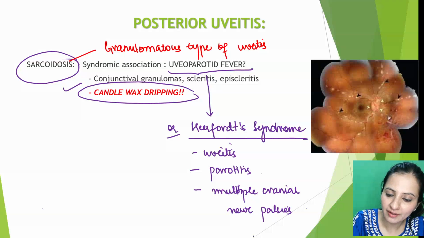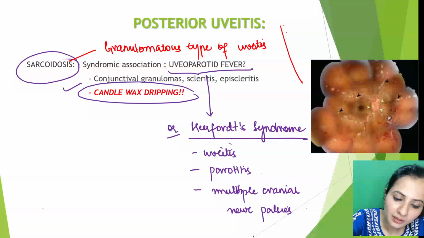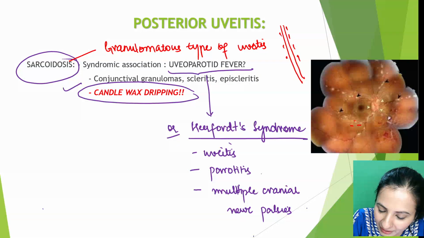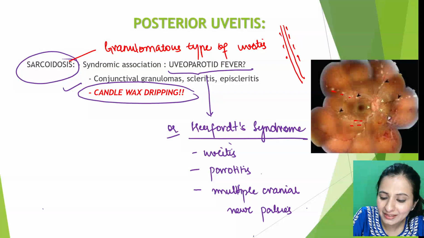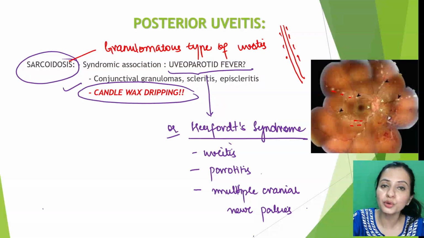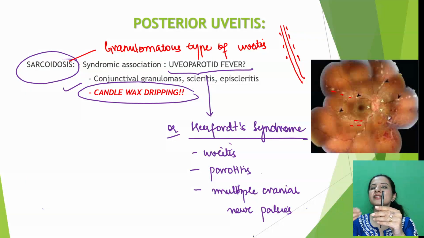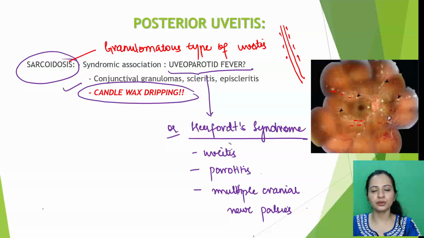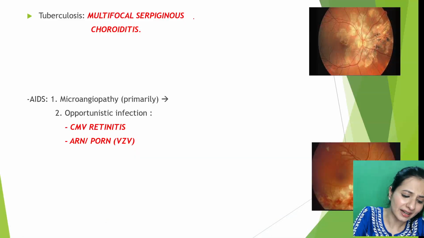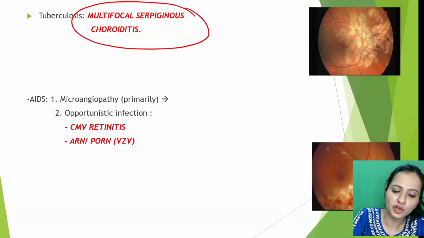Now, what is candle wax dripping? Basically, along the blood vessel, you can see infiltrates like this. If you see here, there are multiple white infiltrates along the blood vessel. So, this is what you call candle wax. Just like wax drips from a candle, the same way the infiltrates are along the blood vessel, so they are being compared to candle wax. Then is your tubercular uveitis. It is characteristically multifocal serpiginous choroiditis.